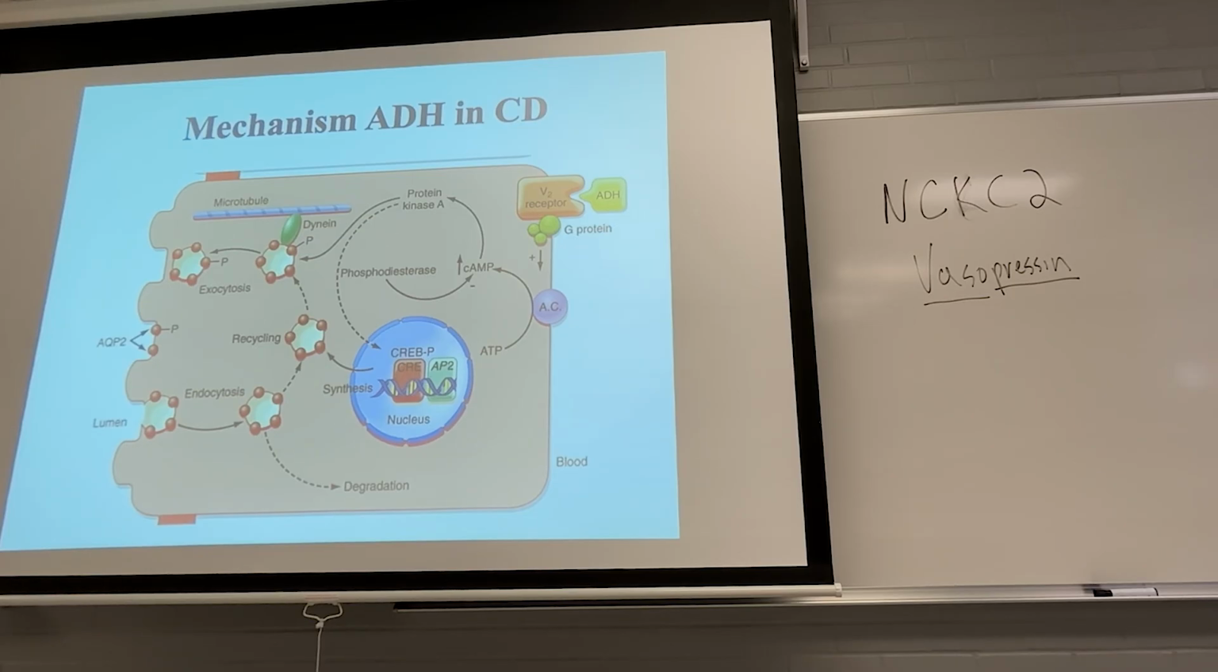But once your blood osmolarity returns to normal and ADH stops being released, then we have to get rid of the cAMP, don't we? And we get rid of the cAMP using phosphodiesterases, so they break cAMP down. Isn't that cool? That's awesome, right? That's how that works.